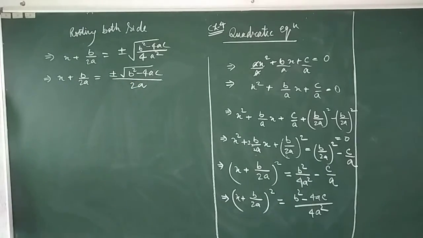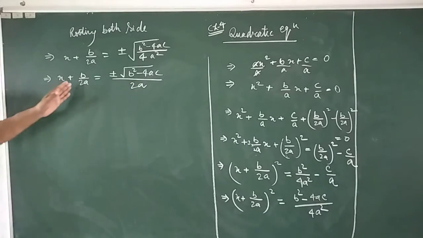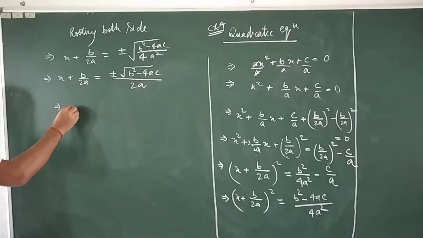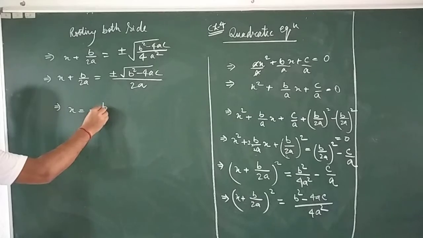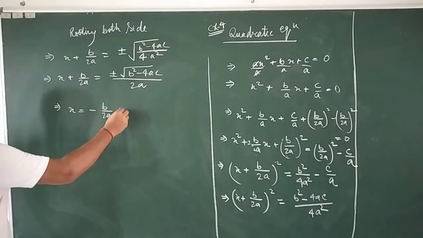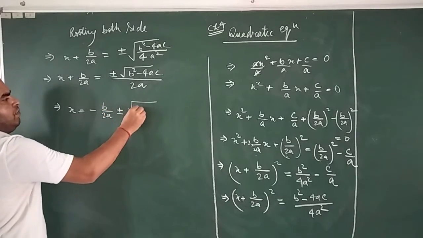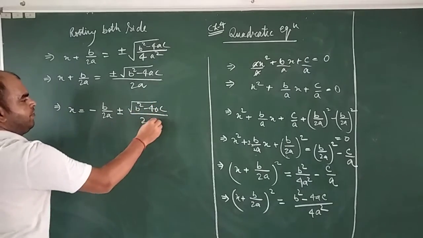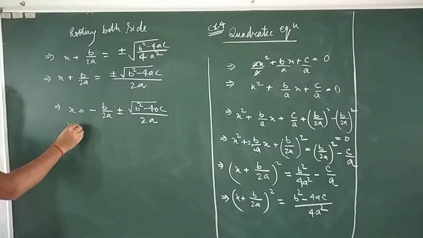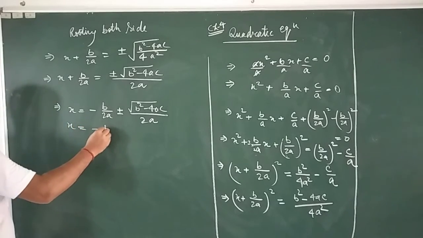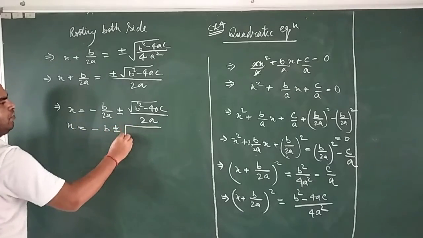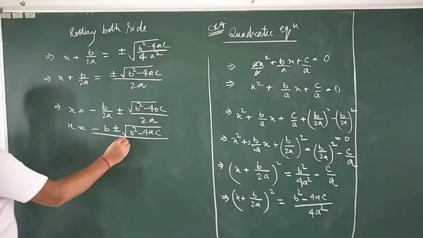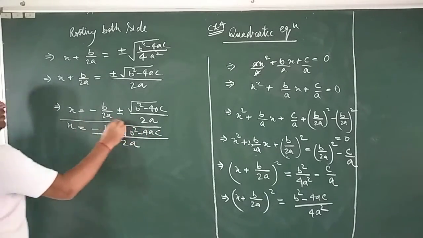So in this condition, now you can transpose b upon 2a to this side. So what you will get? You will get x equal to minus b upon 2a plus minus under root b square minus 4ac upon 2a. So if you simplify, then you will get minus b plus minus under root b square minus 4ac upon 2a. So now this is the quadratic formula.